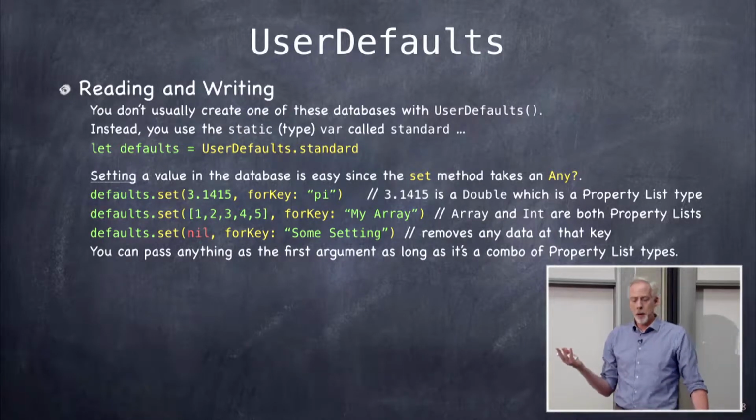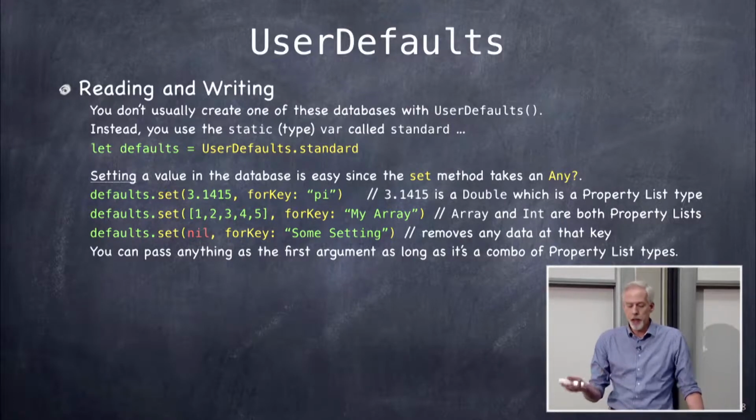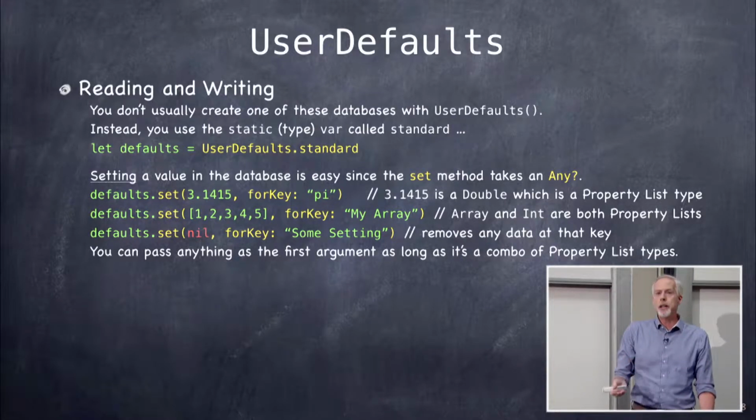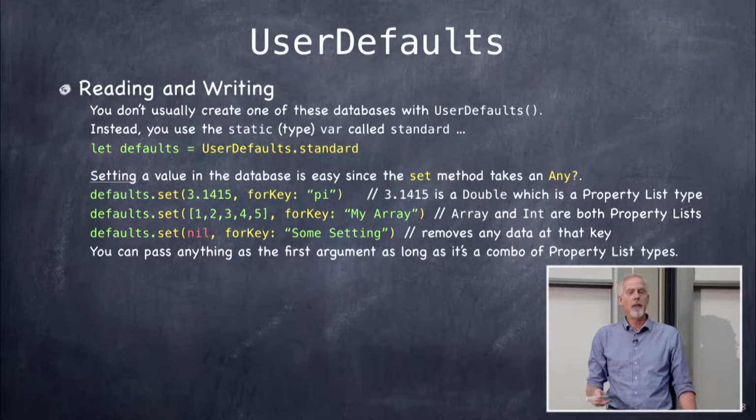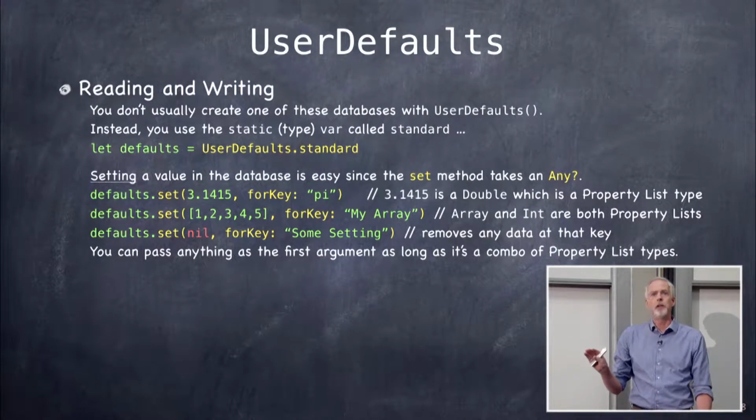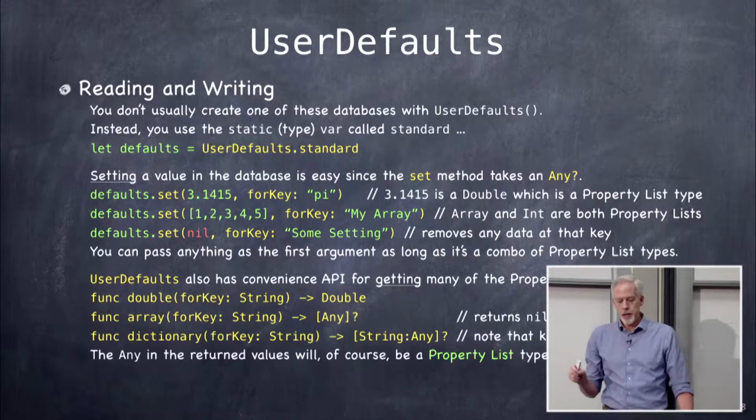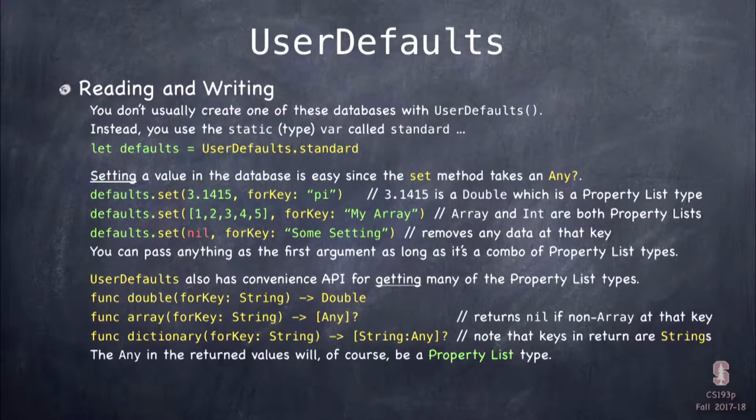And so here's a bunch of examples of sets. Notice I can just set a float, because that's a property list. I can set an array of ints, that's a property list. I can also set nil, because it's an Any?, and that means clear out any value for this key. Okay? And there's some convenience methods for getting things out, right?